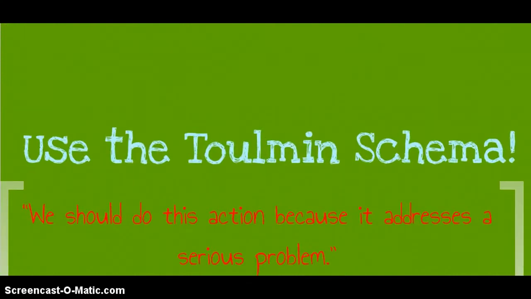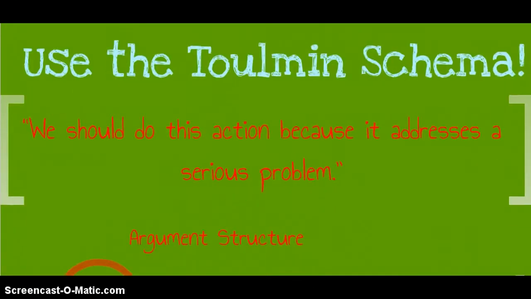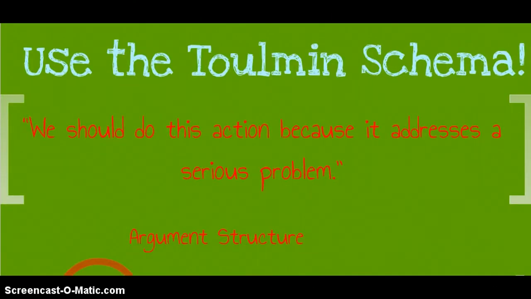Remember the Toulmin schema as a way to understand the structure of proposal arguments. The Toulmin schema is particularly useful for proposal arguments because it is the highest order claim type. In a proposal argument, you make the argument, we should do this action because it addresses a serious problem. This is an enthymeme in which we should do this action is the claim, and the reason it is attached to is because it addresses a serious problem.